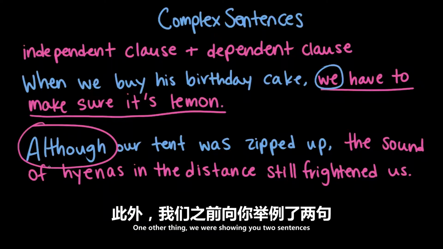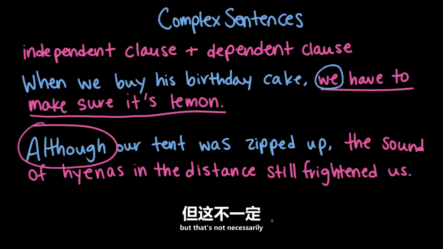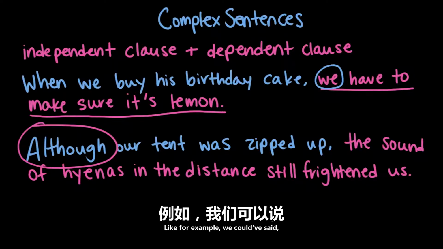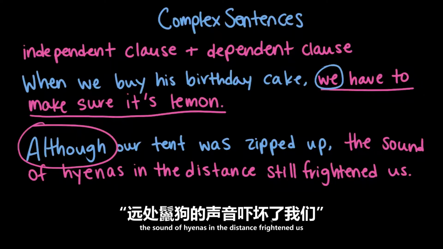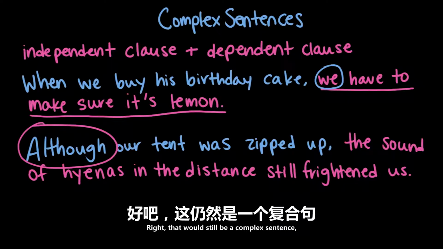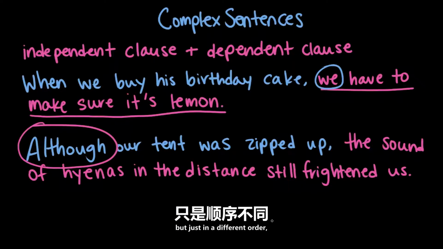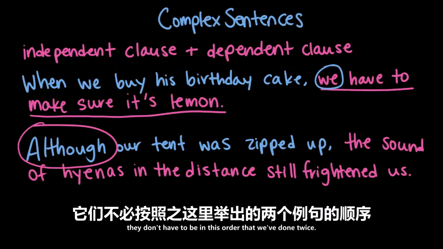One other thing, we're showing you two sentences where the dependent clause is coming before the independent clause, but that's not necessarily always going to be the case. Like, for example, we could have said, the sound of hyenas in the distance frightened us even though our tent was zipped up. Right. That would still be a complex sentence. It would be an independent clause and a dependent clause, but just in a different order. They don't have to be in this order that we've done twice.